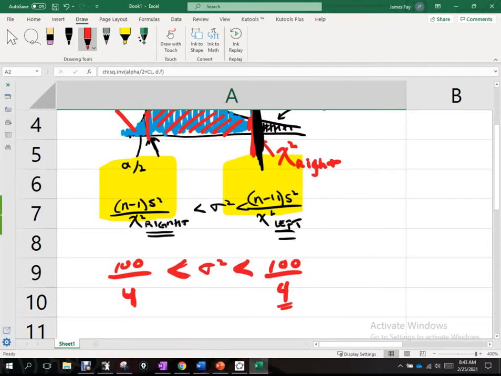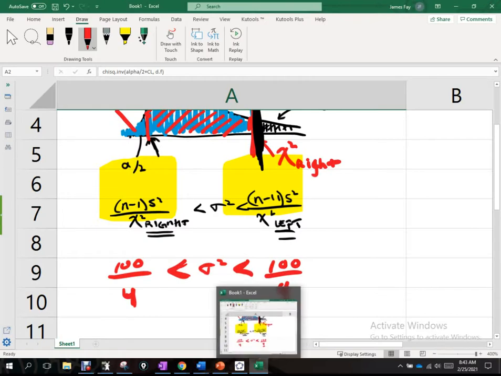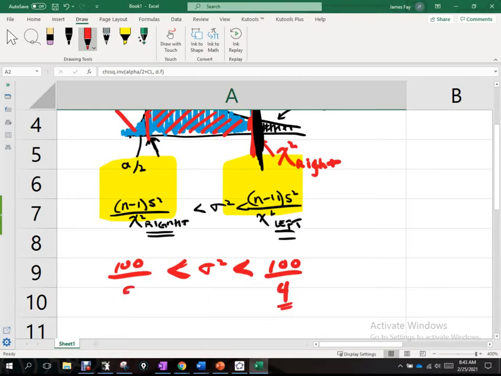How does this number need to change so that this ratio becomes less than that? This needs to become bigger, right? So if I make this 5, I'm taking 100 divided by 5, that gives me 20, and this is now 25, so now I've got 20 less than sigma squared, less than 25, right?